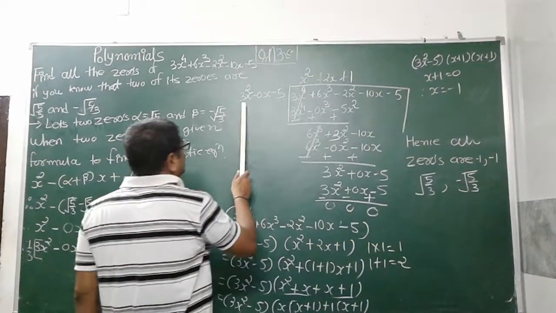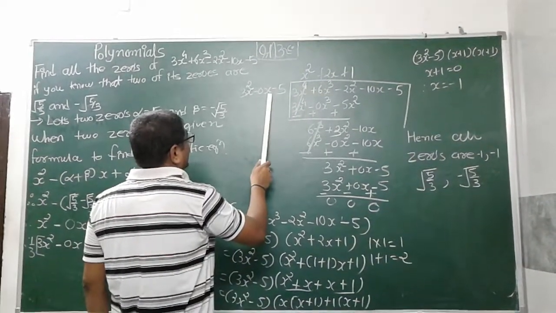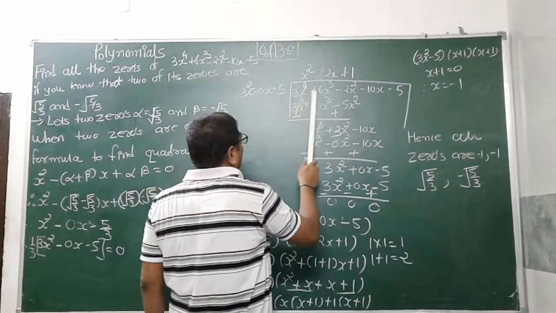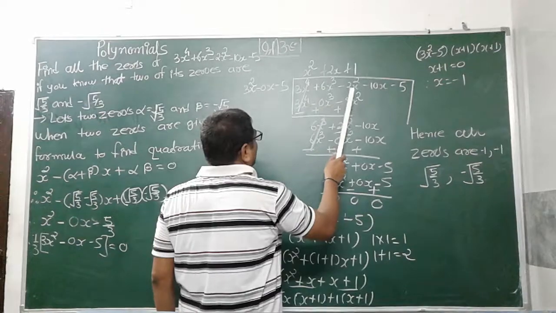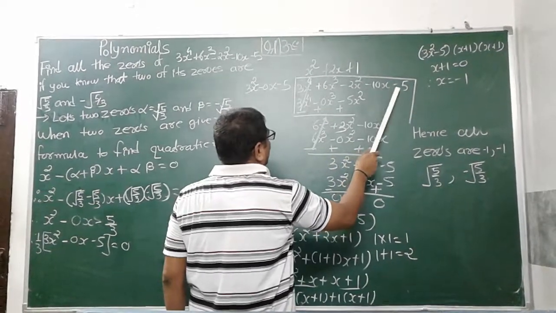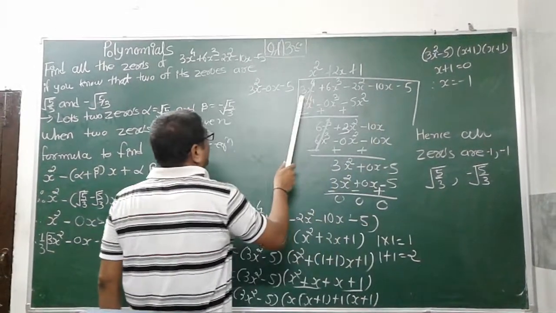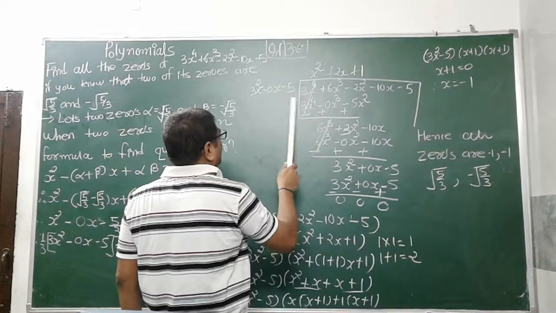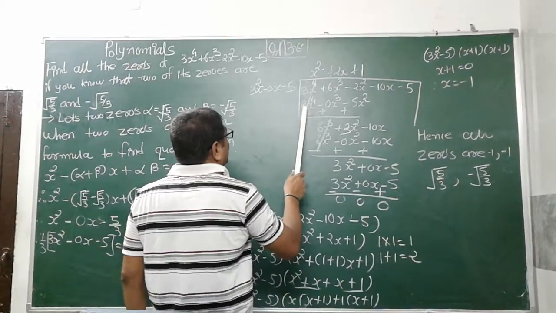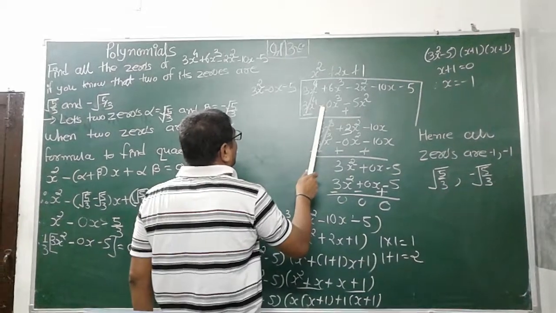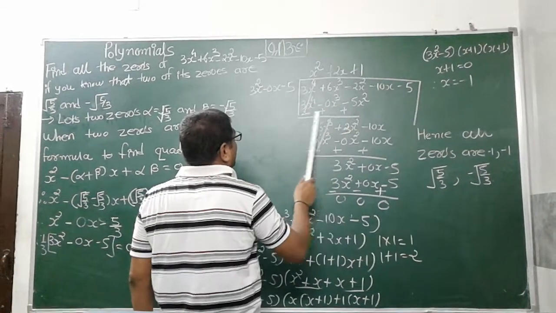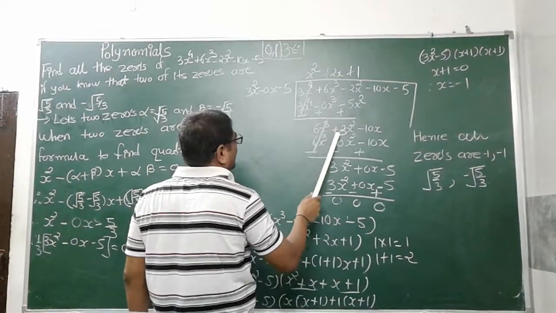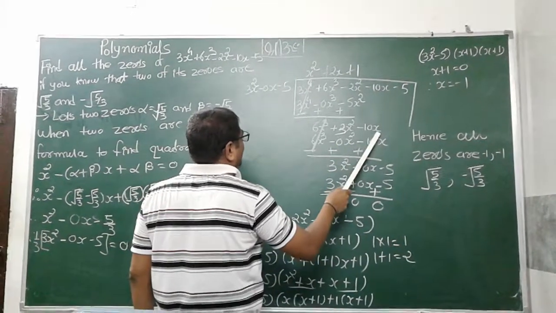So the divisor is 3x square minus 5, and the dividend polynomial is 3x raised to 4 plus 6x cube minus 2x square minus 10x minus 5. First we divide it, so 3x raised to 4 divided by 3x square gives x square. Multiplying, we get 3x raised to 4 plus 0x cube minus 5x square. We change the sign, cancel out, and we get 6x cube plus 3x square, and bring down 10x.